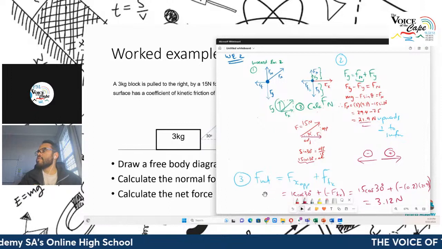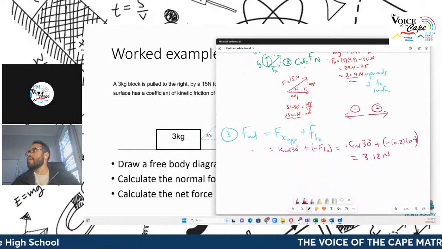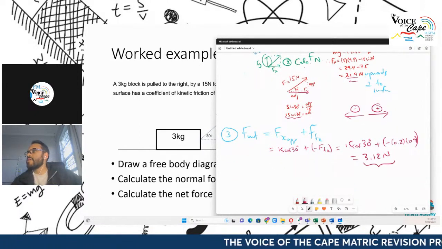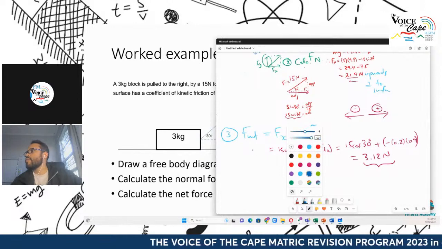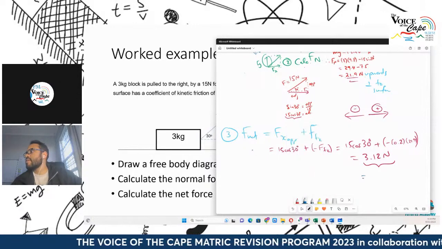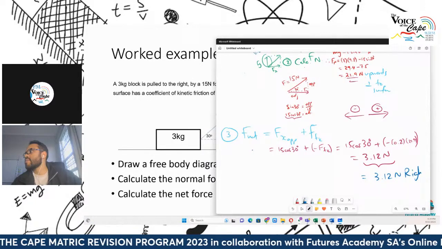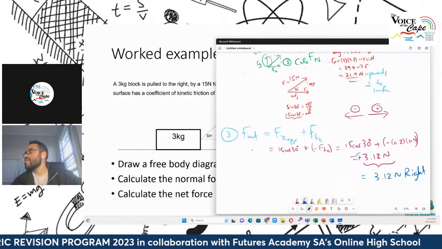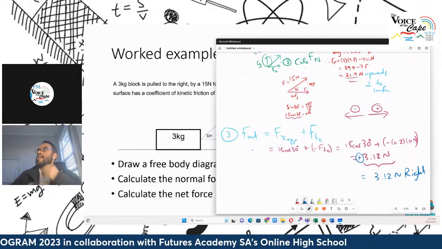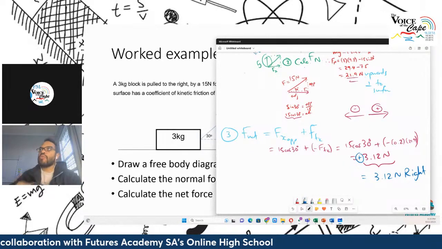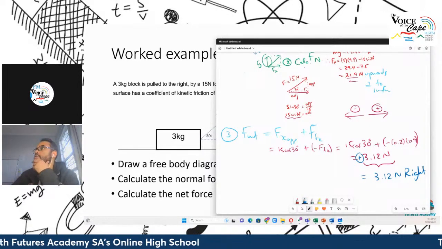Now, a few things I want you to note just before we continue. This is positive, and because this is positive, the answer is 3.12 newtons to the right. Okay, that's coming from the positive sign over there. Right, we have one more worked example that we'll conclude on.